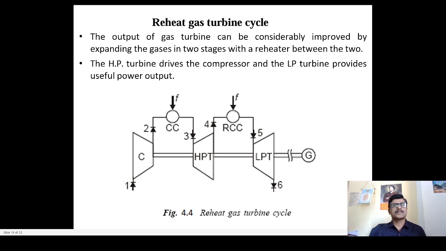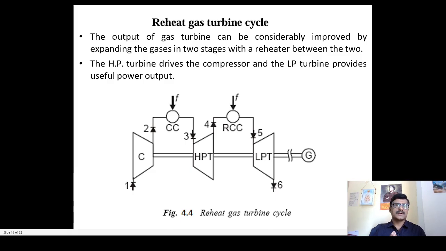We have one compressor, a combustion chamber, that is CC, and HPT, which stands for the high pressure turbine. Then we have the RCC, that is nothing but the reheat combustion chamber, or we can say it is a reheater. Then LPT, that is nothing but the low pressure turbine.